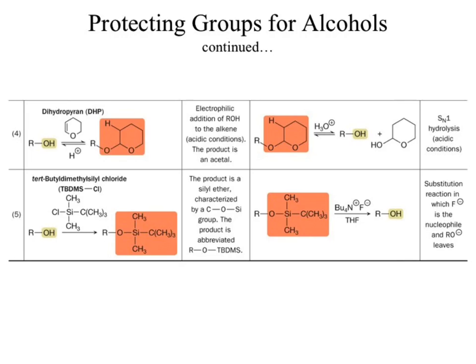When we move to the TBDMS, tert-butyl dimethyl chloride. Okay? This is pretty much the same thing as our tosylate, except instead of it being sulfur, it's silicon. Why? We get a slightly stronger bond. Okay? Because it's a stronger bond, what does that mean about the protecting group? It's stronger. It's a little bit more sturdy, harder to remove. How do we remove it?